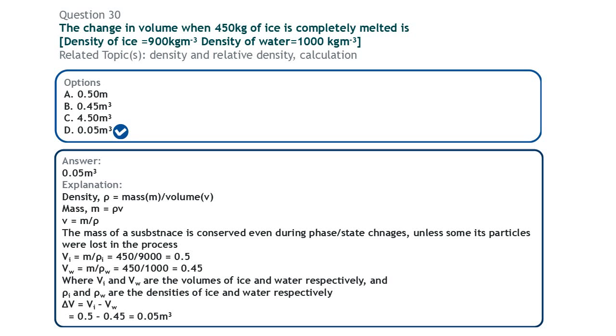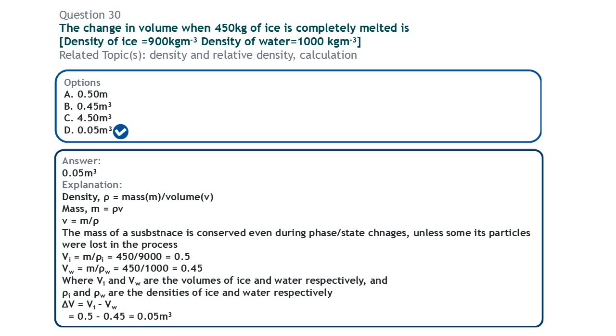The volume of the water is equal to the mass of the water over the density of the water. The mass of the water is the same as the mass of the ice, assuming that no particle was lost when the ice melted into water. So we have 450 divided by the density of the water, which is given as 1000. So 450 divided by 1000 is 0.45. Now, 450 divided by 900, this is 900, not 9000, this is 0.5.